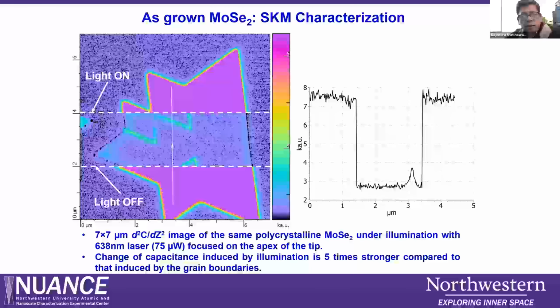Then we also have the ability to turn off the light. You can turn the laser off, you can turn the laser on, and then you can see the effect of the laser on these materials. This is an example of a scanning Kelvin probe microscope image. You can see when the light is on, the capacitance image shows very sharp boundaries. When the light is off, the intensity goes down. When the light is on, again, it's back up. So it's almost 5 times stronger at the grain boundaries compared to when the light is turned off.